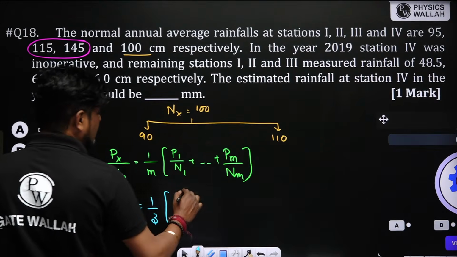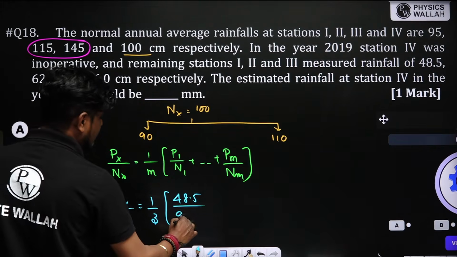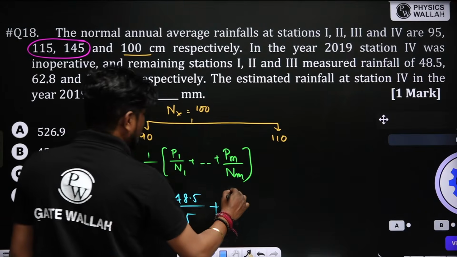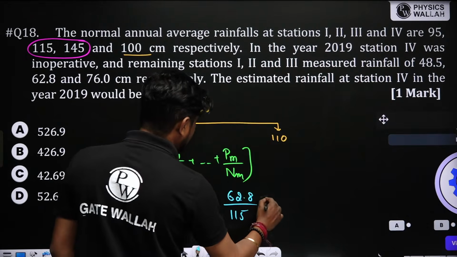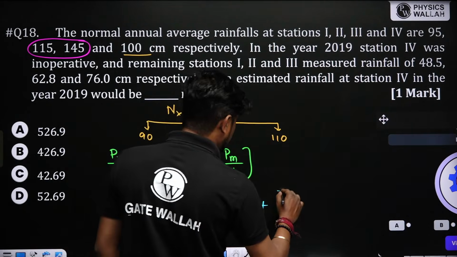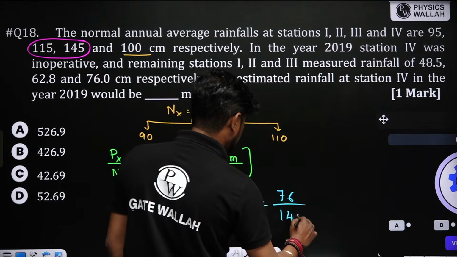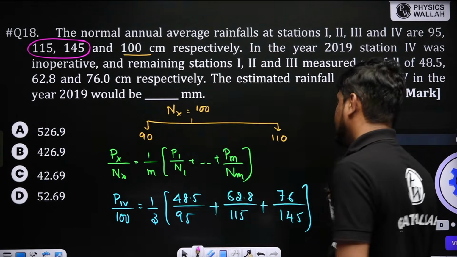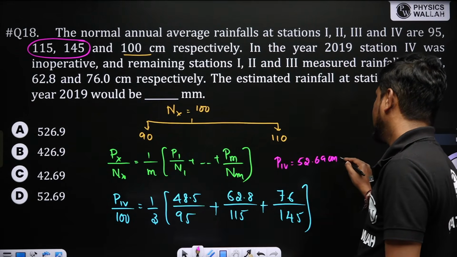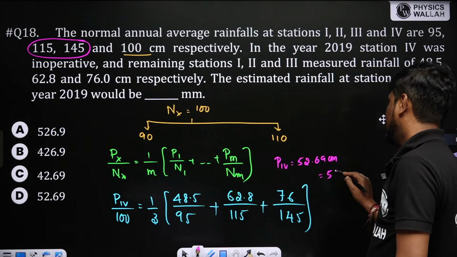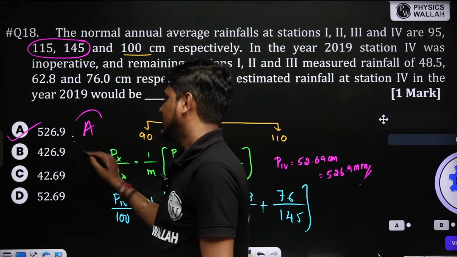So P1 48.5 divided by 95, plus 62.8 divided by 115, plus 76 divided by 100. Sorry, 145. Solve this. So P4 value will come as 52.69 centimeter, nothing but 526.9 mm. Answer A is correct. A is correct.